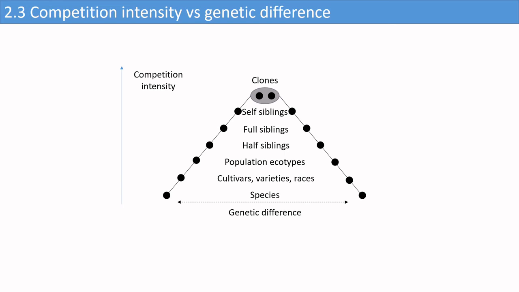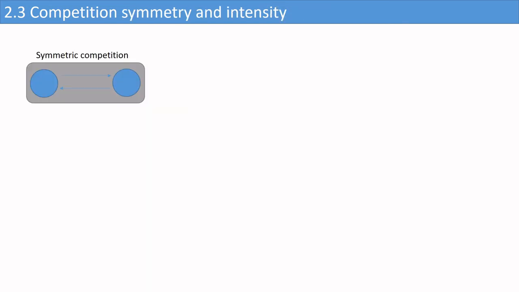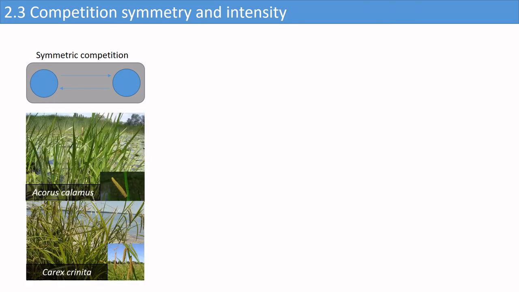Now, this is the view on competition intensity from a genetic difference point of view. But sometimes, as we saw with the competition in the marsh, with the plants competing in the watery habitats, plants can be of different species and still have the same requirements. They still need the same space to grow, the same nutrients, and so on. So another way to view how competition intensity decreases is depending on the physiological and ecological requirements of the plants. In the case of Acorus calamus and Carex crinita, even though they were two different species, because they have the same requirements for resources, the competition was quite symmetrical and quite intense among the two species.